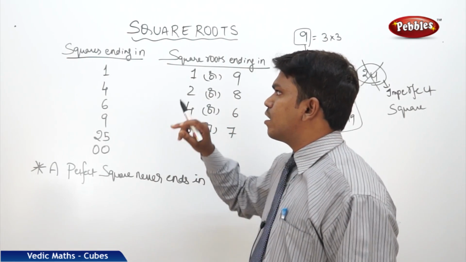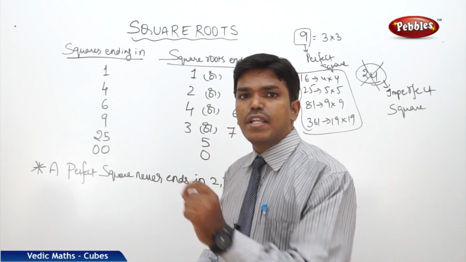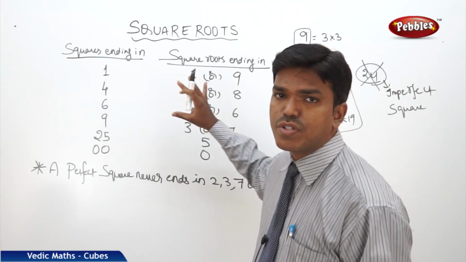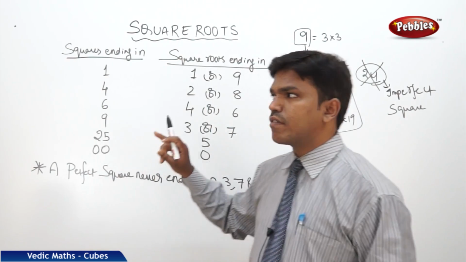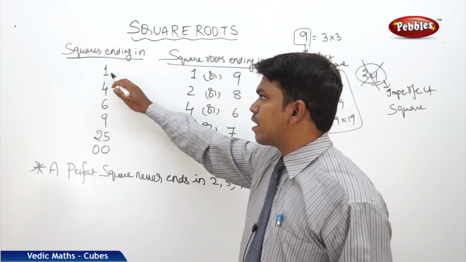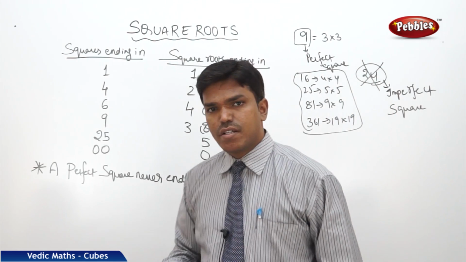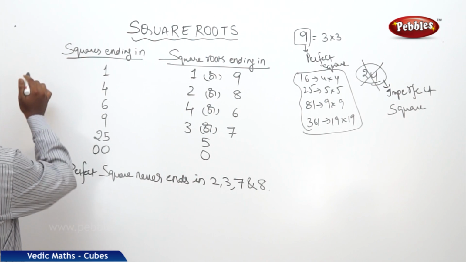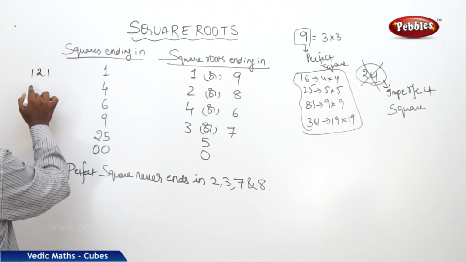Now see here. Before going to the square roots, we have to know one table, that is the squares ending in and square roots ending in table. If you are very good at this table, you can easily calculate the square roots. First, squares ending in, square roots ending in. Suppose a square is ending in 1, its square root should end in 1 or 9. What it means, I'll let you know. Suppose, for example, let us take 121, 361.